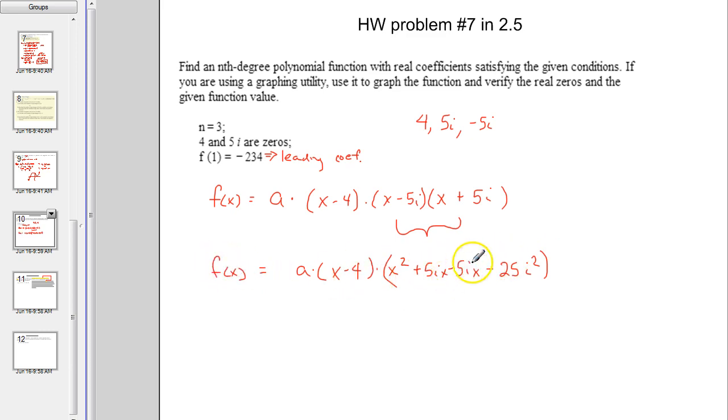Okay, so these are going to cancel. They're the same, opposite signs. And then what you have to remember again is i squared equals negative 1. So I'm going to have a times x minus 4 times x squared minus 25, but we're multiplying 25 by i squared, which is negative 1. So what happens here is you end up with x minus 4 times x squared, a negative times a negative is a positive 25.